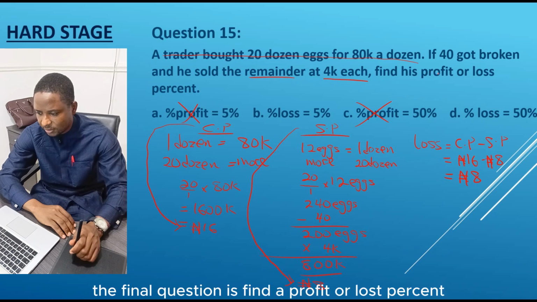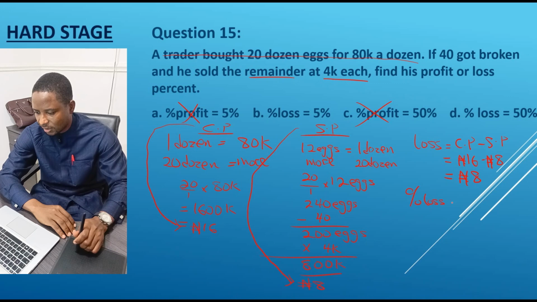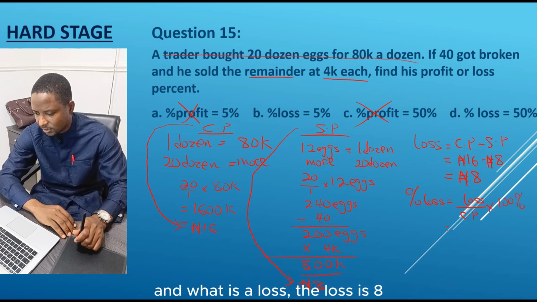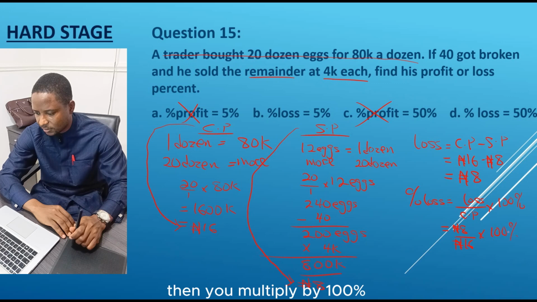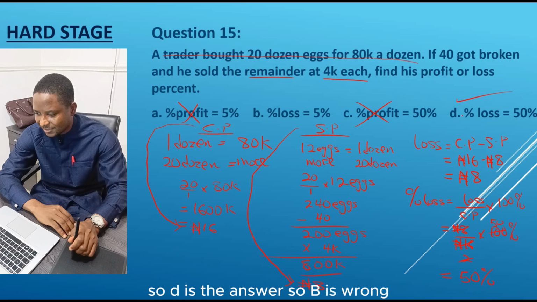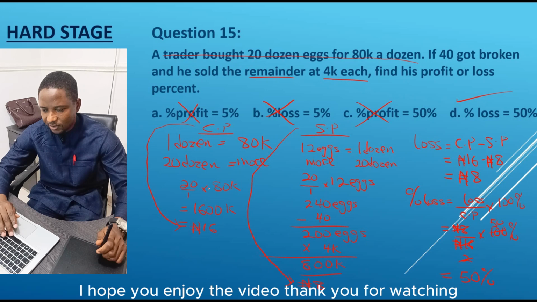But the final question is find the profit or loss percent. So we know we're looking for percentage loss. And the formula is what? Loss over cost price times 100%. And what is the loss? The loss is 8 naira. The cost price is 16. Then you multiply by 100%. 8 here, you have 2. So yeah, you are 50. So my answer is 50 percent. So it's a loss and it is 50 percent. So D is the answer. So B is wrong.